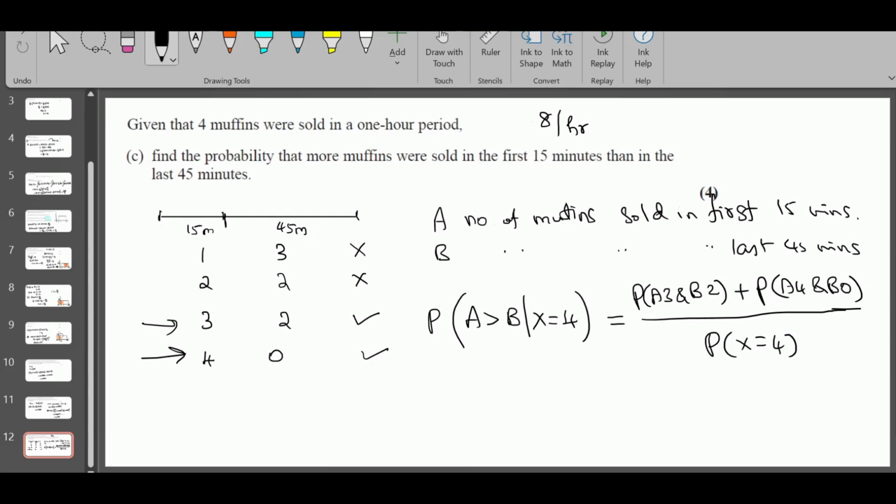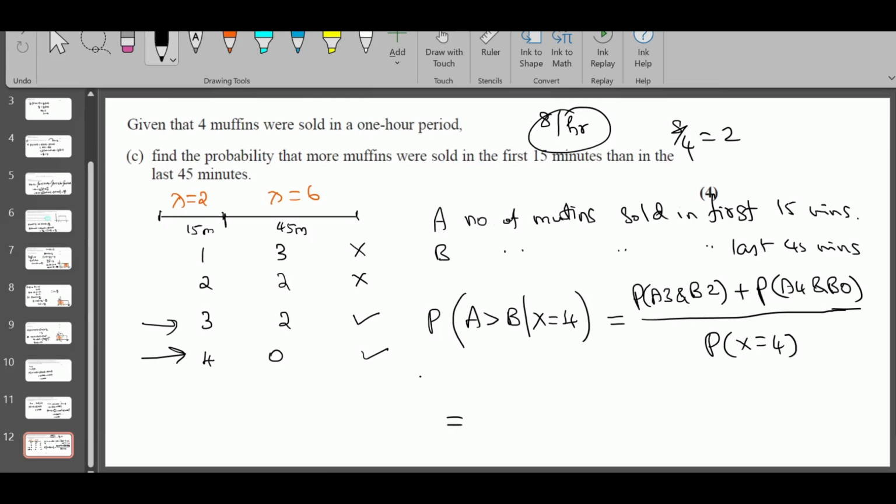There are 8 muffins sold per hour, but they sold only 4. Doesn't matter. For the first 15 minutes, this is per hour, right? So when you divide by 4, you're going to get 2 here. So for this one, when you find the probability, you need to take lambda equal to 2. How about for 45 minutes? Lambda is equal to 6, right?